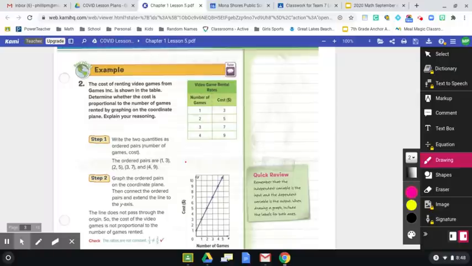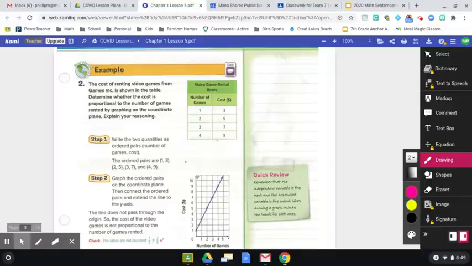And let's look at this example as we go through and determine why, in this case, this one is not going to be proportional. So it says the cost of renting a video game from Games Incorporated is shown in the table. Determine whether the cost is proportional to the amount of games rented by graphing on the coordinate plane, and explain your reasoning. So over in this table here, you see video game rental rates and the number of games that are there and the cost for each one.